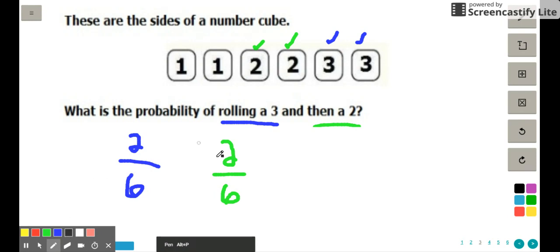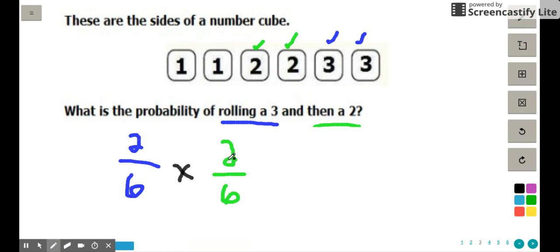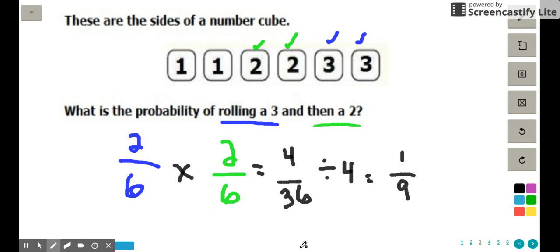So again, you have 2 different events. You're going to multiply. 2 times 2 is 4. 6 times 6 is 36. Now, to simplify a fraction, what goes into 4 and what goes into 36? I can divide both of them by 4. 4 divided by 4 equals 1. 36 divided by 4 equals 9. If you don't know how to do that, 4 divided by 36 is 0.11111 repeating. 1 divided by 9 is also 0.11111 repeating. So these are the same numbers, okay?